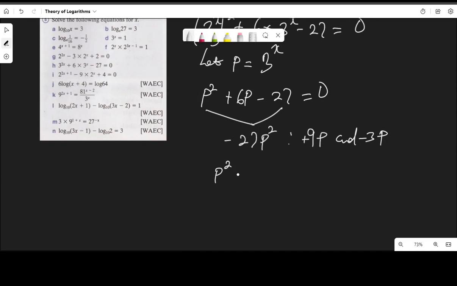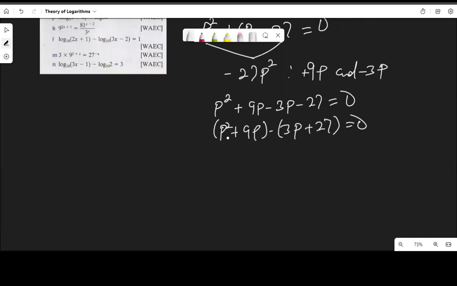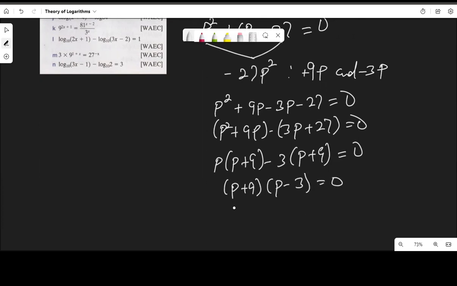So I'll have p squared plus 9p minus 3p minus 27 equal to 0. If I group these 2 by 2, I will have minus 3p plus 27 equal to 0. You notice that this minus changes to plus because of the bracket I introduced. We can factor the common factor, p is common here. p into p plus 9, minus 3 into p plus 9 equal to 0. p plus 9 is common. That means p plus 9 is equal to 0, or p minus 3 equal to 0.